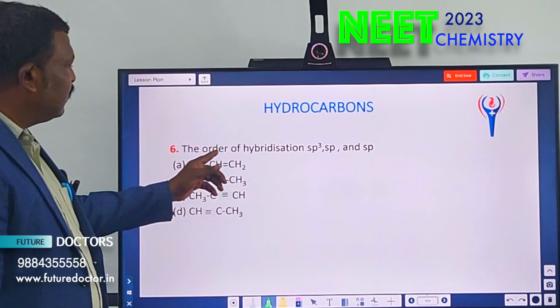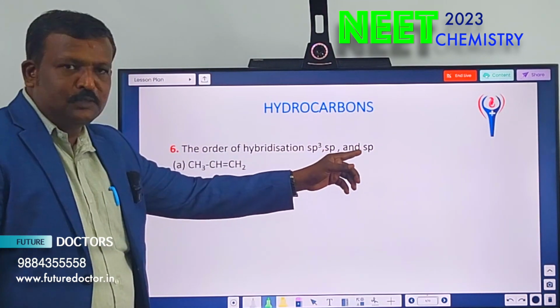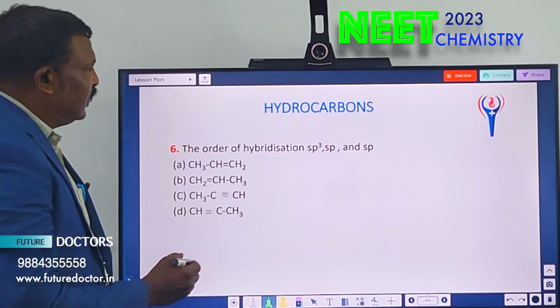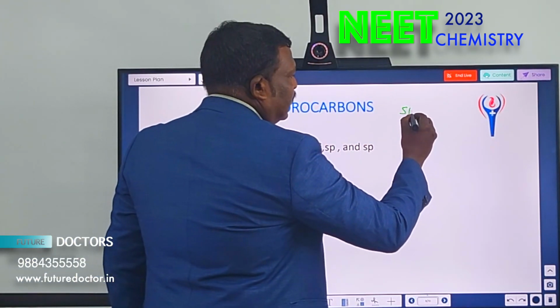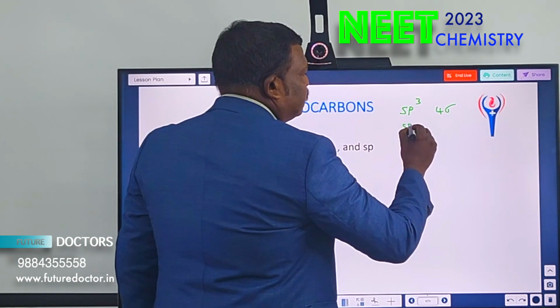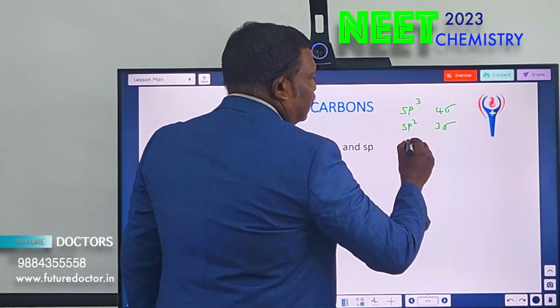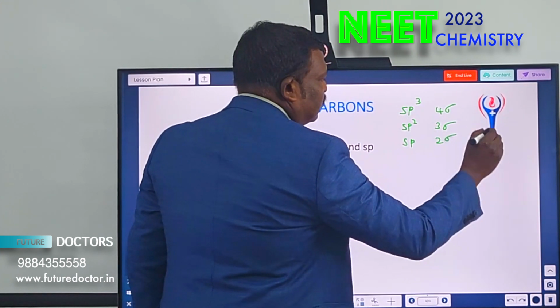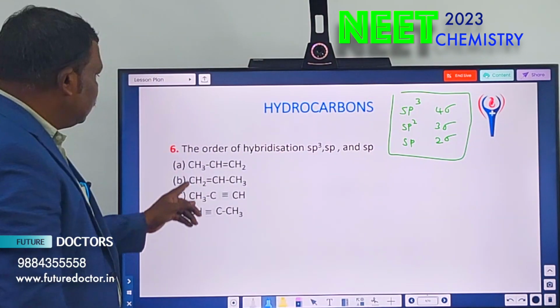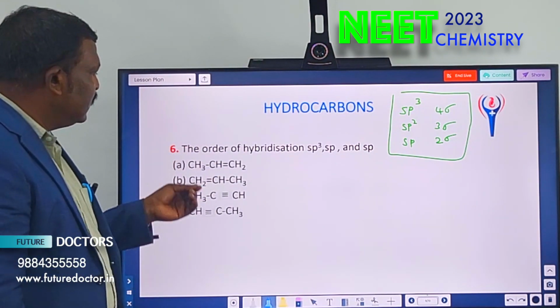Next one, order of hybridization: sp3, sp and sp. Sp and sp, both are sp. How to find out? I told you, the same kind of sums I have given many times. Sp3 means how many sigma bonds? 4. Sp2 means 3 sigma bonds. Sp means how many sigma bonds? 2 sigma bonds should be there. You just keep that in mind, then you can solve them very easily. Here, all the compounds we have to find out, and then we can get the correct answer.